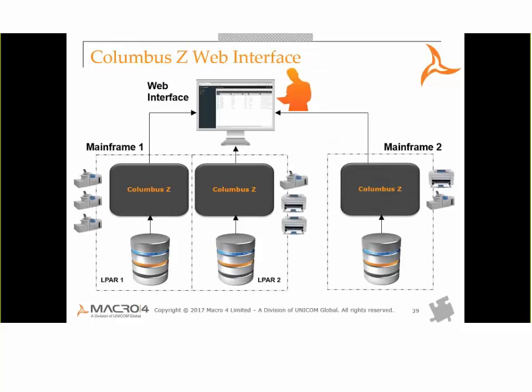What we've done with Columbus Z is we've added a web interface. Now the 3270 interface allows you to look at one Columbus Z instance, but the web interface not only gives you better accessibility and flexibility because you can use it from a tablet, mobile phone, web interface, so again if you're out and about, internet cafe, from home, etc. But it also gives you access across the whole infrastructure. So you can see all the printers across all your LPARs and your different mainframes. So again, you get a clearer picture of what's going on across the whole piece.